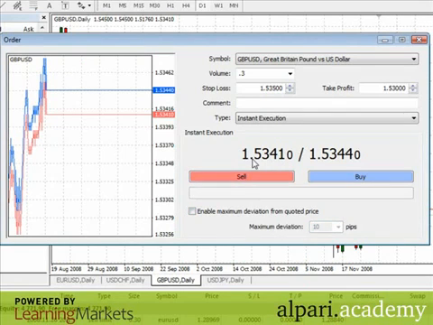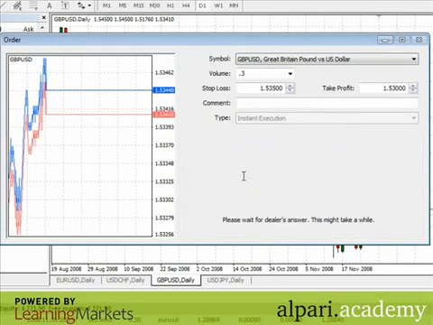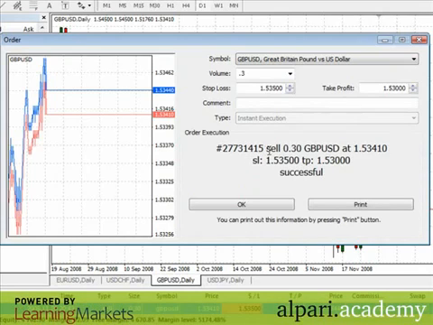So for example, we're going to look at our sell price. I'm going to click the sell button and we'll look at our fill price. And there we go. We sold a third, or 0.3, of a full lot, so 3 mini lots of the pound dollar at 1.5341. We can click OK. We can also print an order confirmation if you wish.